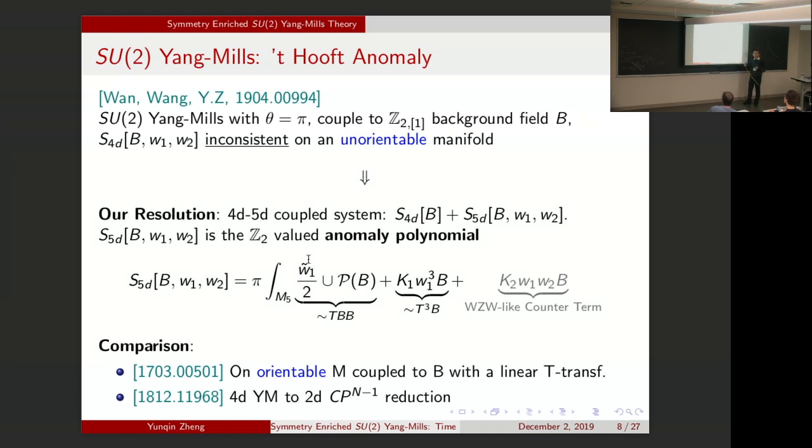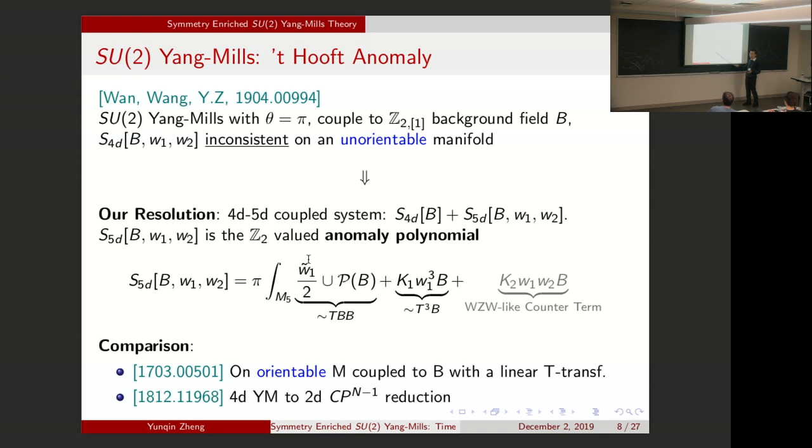So if we really want to formulate the theory on an orientable manifold, we need to lift those not mod 2 valued terms to a 5D integral, which turns out to be a mod 2 quantity in 5 dimensions. And those 5D terms are what we call the anomaly polynomial. And so here, the anomaly polynomial can be exactly derived. And here is the expression.